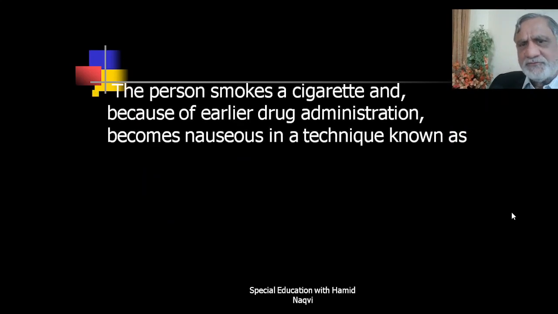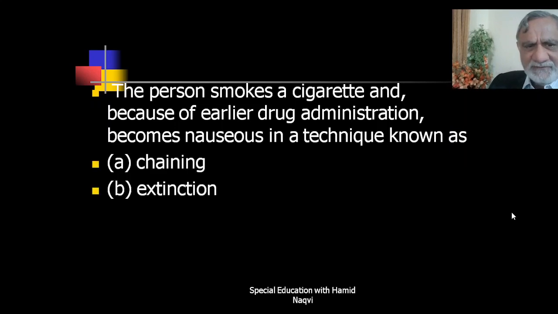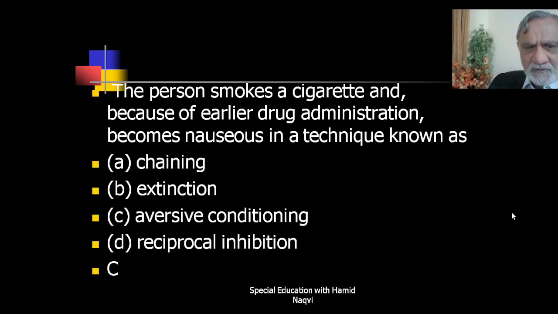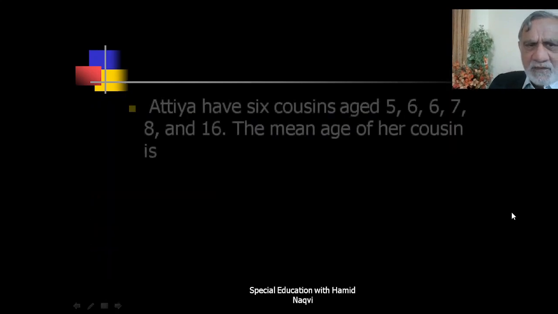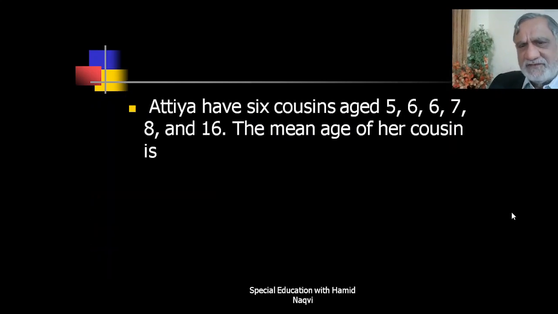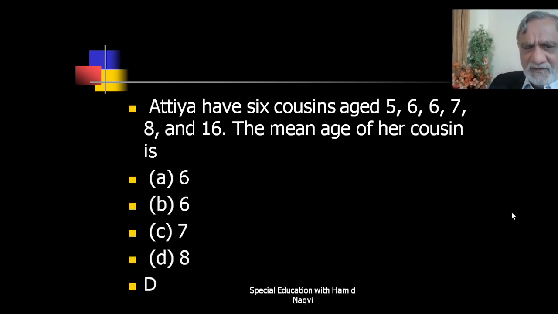A person smokes a cigarette and because of earlier drug administration becomes nauseous, in a technique known as, correct one is aversive conditioning. Atya has six cousins aged 5, 6, 6, 7, 8 and 16. The mean age of the cousins is, correct is D, that is 8.